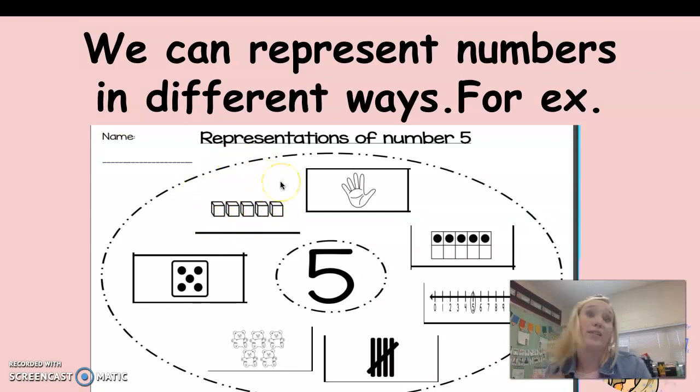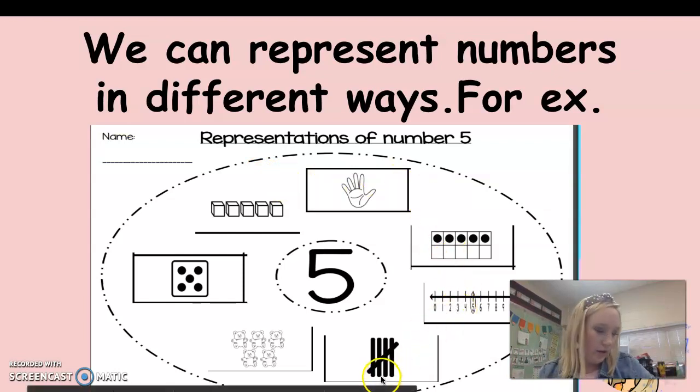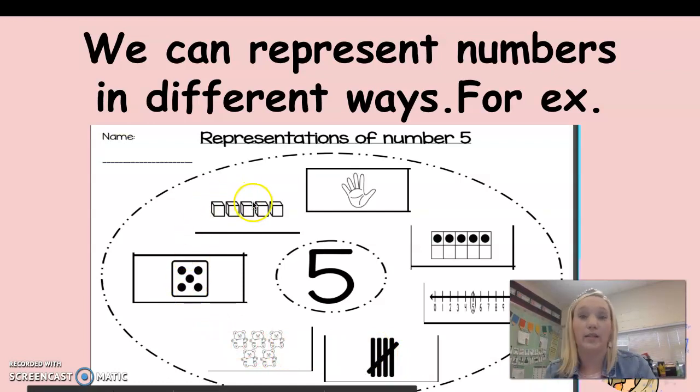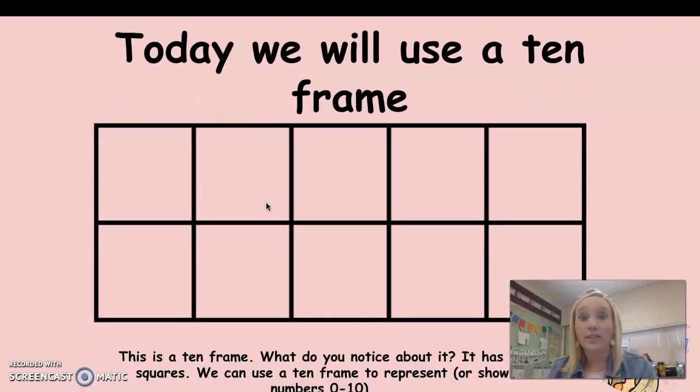So these are some ways that we can represent numbers: by our fingers, a 10 frame, a number line, and using tally marks, bears, a dice, and cubes. Today, we are going to focus on using a 10 frame. So this is called a 10 frame.